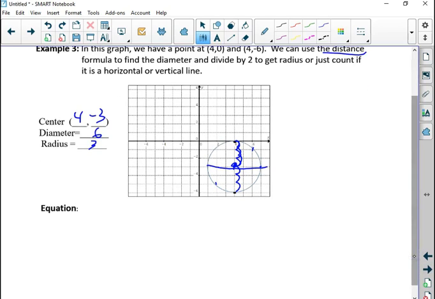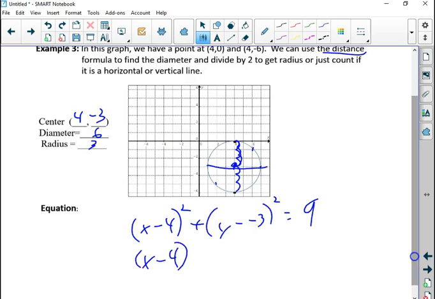So, moving on. X minus 4 squared plus y minus negative 3 squared equals 3 squared, or just straight up 9. And again, if you want to clean it up and change it to y plus 3, you're good to go.